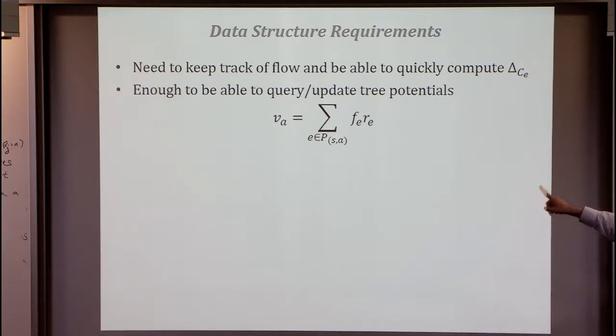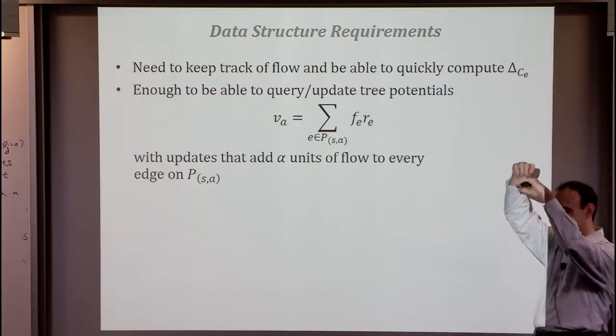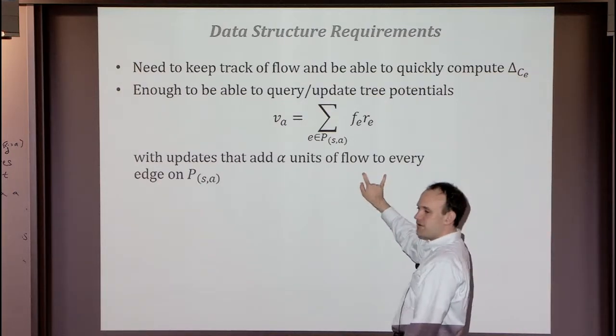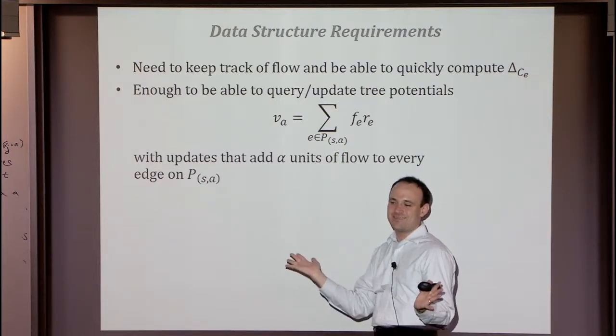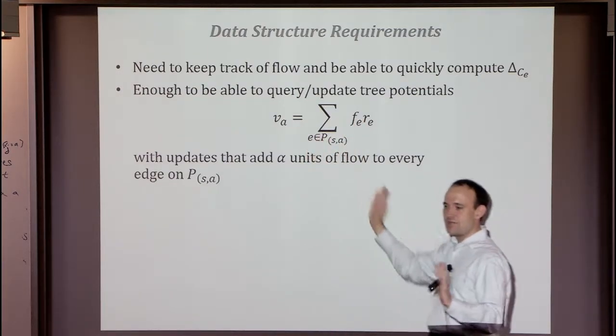So what we need to be able to do is compute this VA, which is the potential difference the tree proposes between a pair of vertices. And we need to be able to do this in time, ideally log n, so a time that doesn't depend on how far the vertex is from A on the path length.